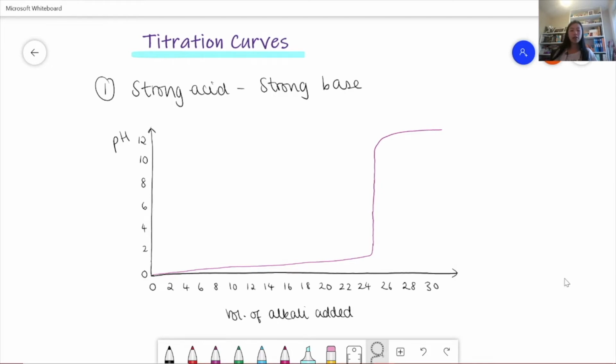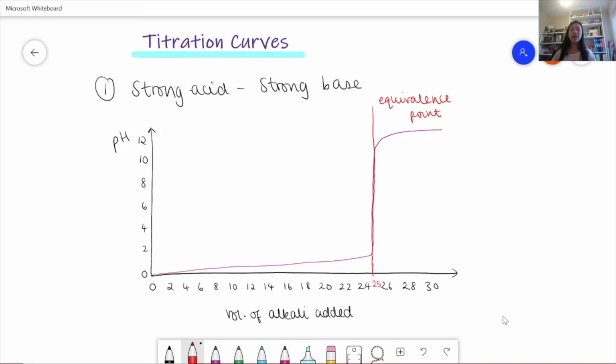At around 25 centimeters cubed of sodium hydroxide added, the pH dramatically increases, and we call this point the equivalence point. So if we drew a line straight down, then this would be called the equivalence point. And that is the point where we've added enough alkali to neutralize the strong acid.